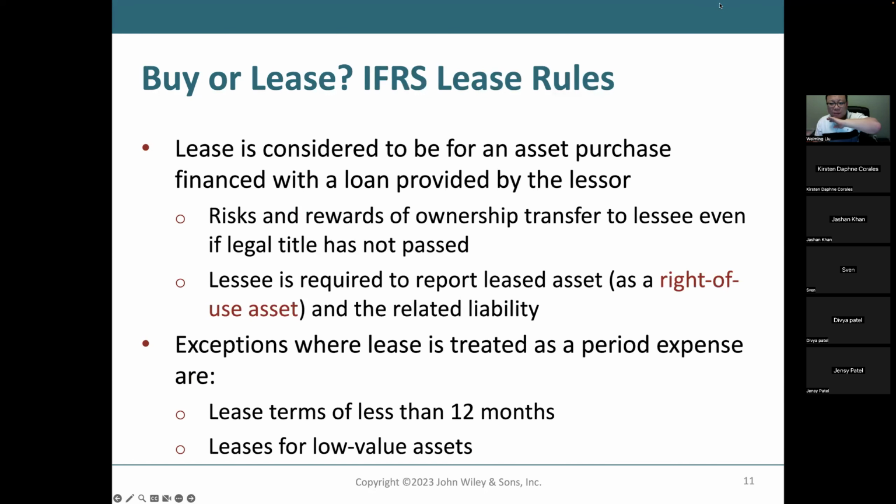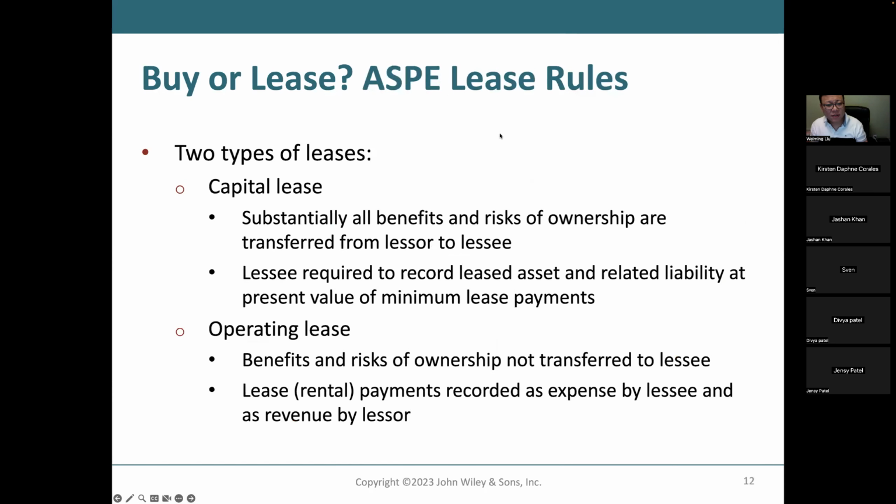I don't want to talk about this, the IFRS lease rules versus ASPE lease rules. These topics will be covered in intermediate financial accounting. So at this level, I don't think it's that helpful to make that difference.